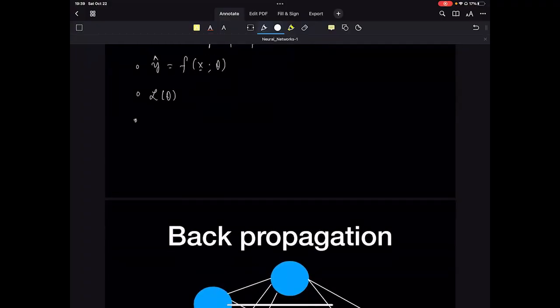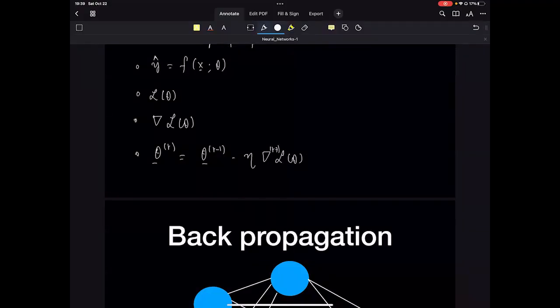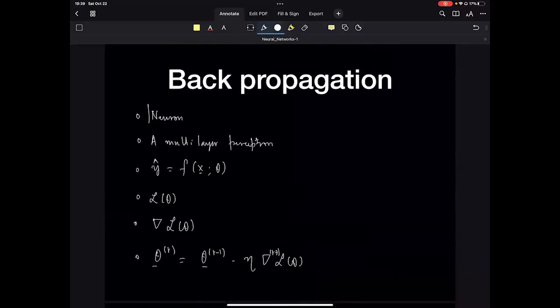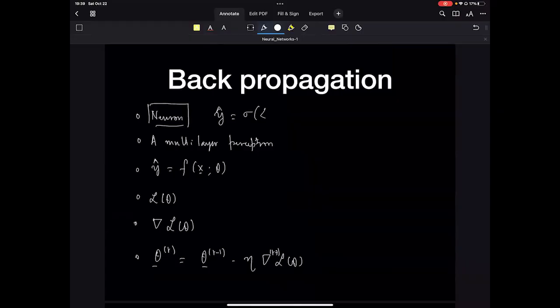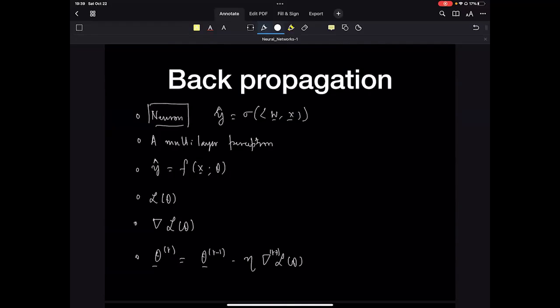Then we came up with the gradient of the loss. Then we said how we can update our parameters. So this is in essence what we have done, starting from a basic neuron. And here we know what the IO relationship here is. This is summation of. So we built on top of this.